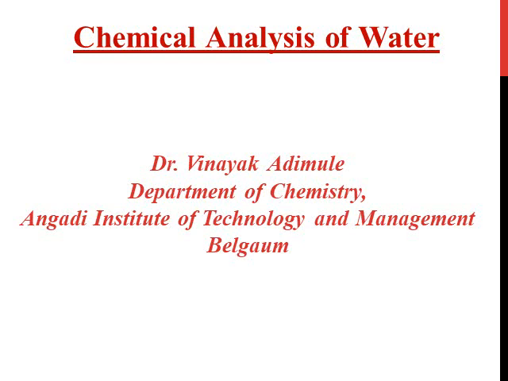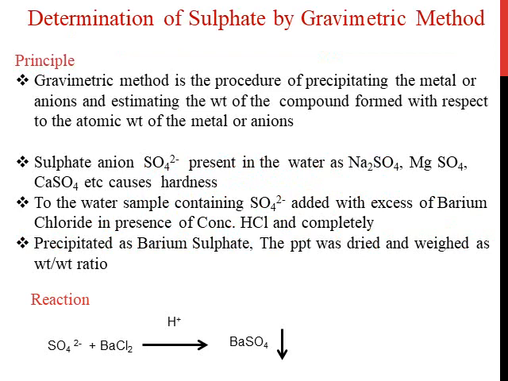So dear students, we will start today with the chemical analysis of water. Now in the chemical analysis of water, the first analytical method is the determination of sulfate by gravimetric method.